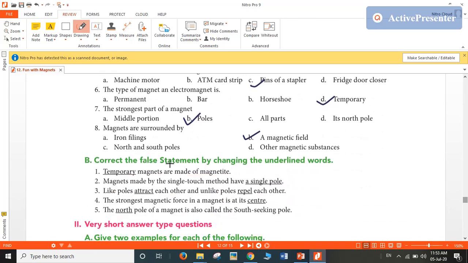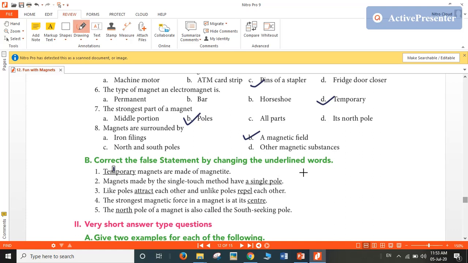Now correct the false statement by changing the underlined word. We have to correct the statement by changing the underlined word. So first one is given, temporary magnets are made of magnetite. No, it's a permanent magnet which are made of magnetite. So in place of temporary, what will come? Permanent.